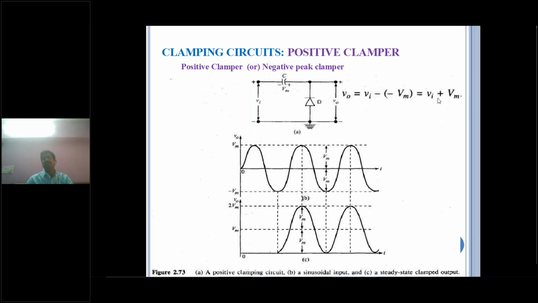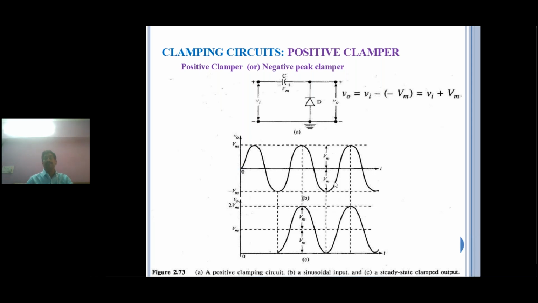Now substitute the different values of input voltage. Suppose Vi equals 0, V0 equals Vm. Whenever Vi equals Vm, V0 equals 2Vm. Observe this: whenever the input voltage is Vm, the output voltage value is 2Vm. Likewise, you draw the output waveform. This is the positive clamper circuit.